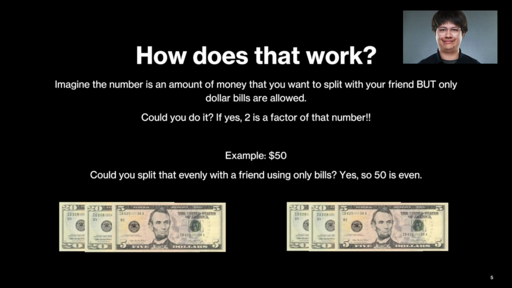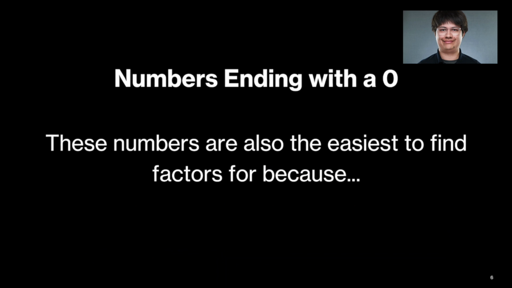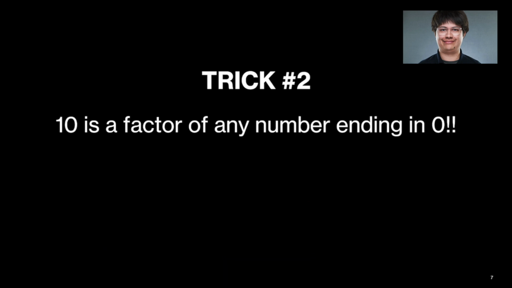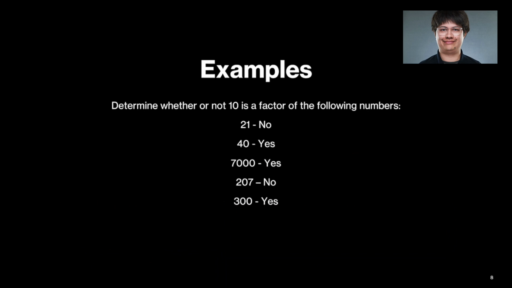And so earlier, I said an even number is a number ending in 0, 2, 4, 6, or 8. Let's talk about even numbers ending with 0 specifically. For these special numbers, 10 is a factor. In other words, I can divide an even number ending with 0 by 10 evenly. So let's go ahead and get some practice to identify if a number is divisible by 10, or if 10 is a factor of that number.